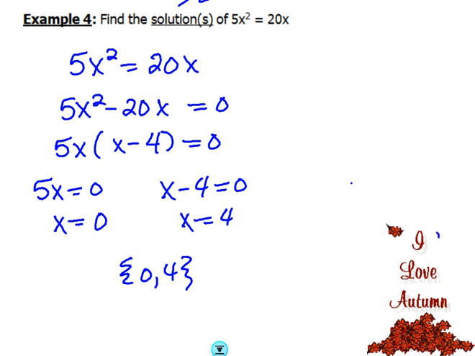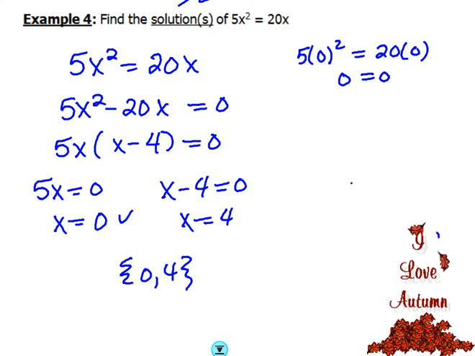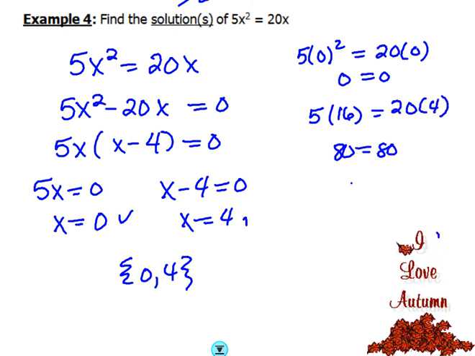And let's see how they check. So we're going to go 5 times 0 squared equals 20 times 0. 0 equals 0, so that one checks. And then 5 times 4 squared, 80, equals 20 times 4. So that's 80 equals 80. So this one checks.